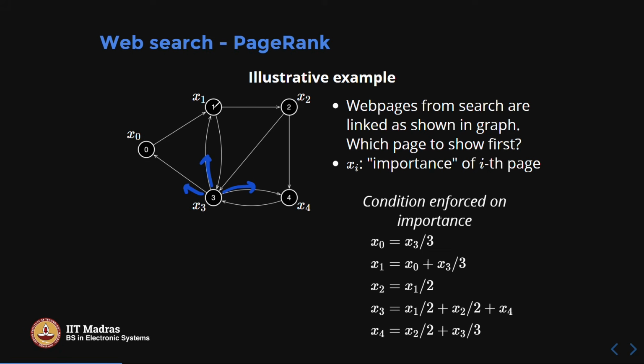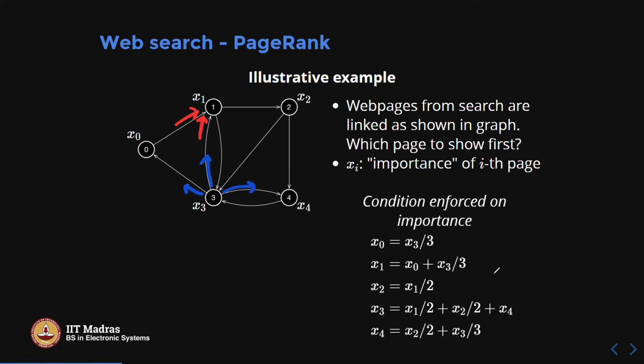So notice, look at x1. x1 has, maybe I should do a different color here, let's do red. x1 has something coming from x3, and it also has something coming from x0, right? Nothing else coming in. So x0 is coming in entirely, and x3 by 3 is coming in from here, because x3 is divided into 3. So x1, the importance of page 1, is said to be equal to x0 plus x3 by 3.